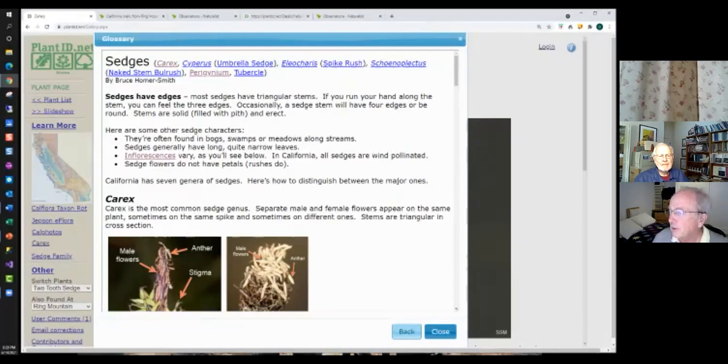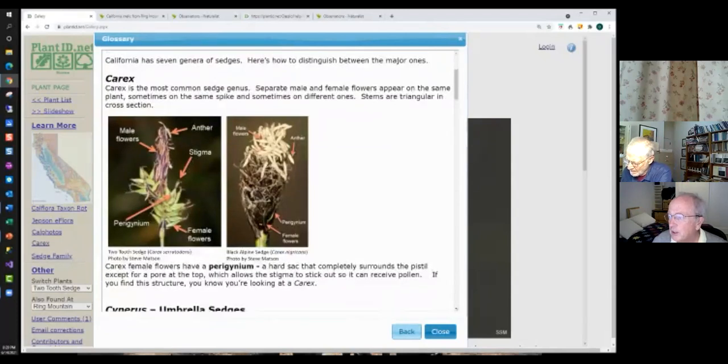Sedge flowers do not have petals, although when we get to rushes, we'll see that they do. California has 7 genera of sedges. Here's how to distinguish between the major ones. Now, we're not going to spend the whole evening on sedges, but you could spend a lot of time reading through here. First of all, we have Carex with these perigynia.